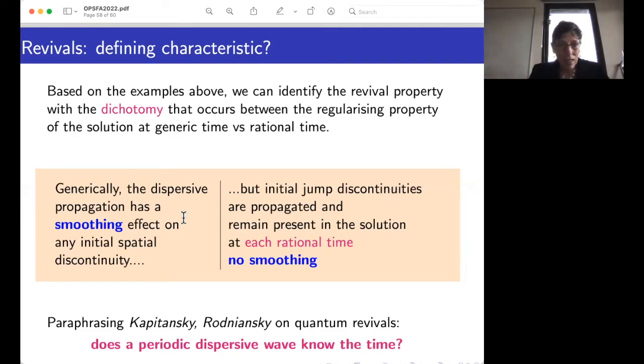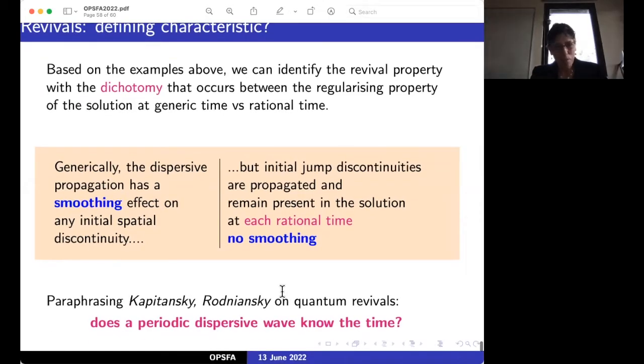This is at generic times, but at rational time, the initial class of the initial condition will be preserved. So if there are discontinuities in the initial condition, at rational time they will reappear. So there is no smoothing at rational time, and smoothing at irrational times. I think this is the dichotomy that really defines what this revival phenomenon is.